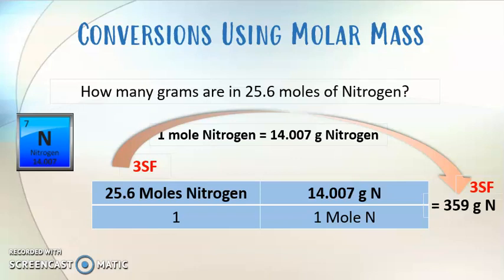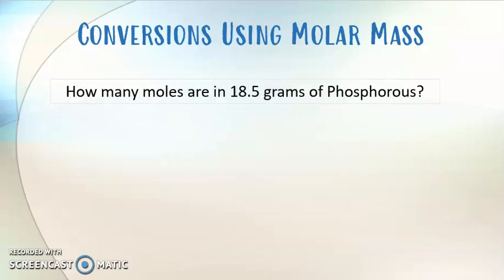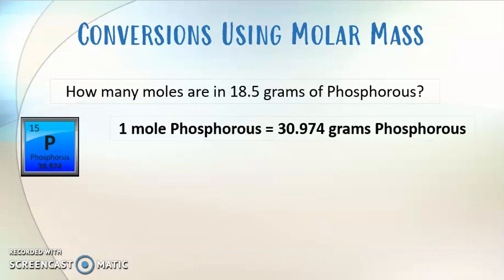Let's try another problem. How about this? How many moles are in 18.5 grams of phosphorus? So again, the first thing that I want to have is a good conversion equivalent statement between moles and grams specifically for phosphorus. Look no further than the periodic table and write out your statement. 1 mole of phosphorus equals 30.974 grams of phosphorus.